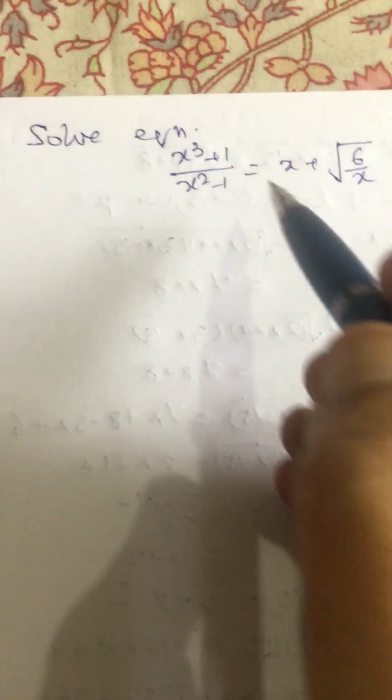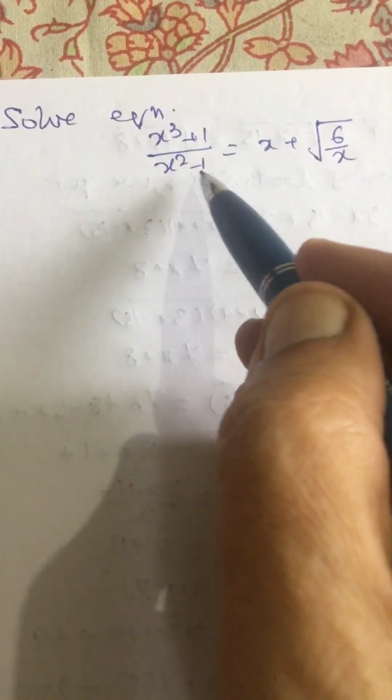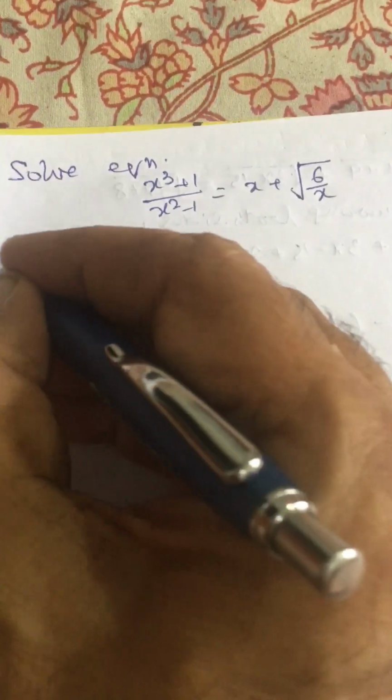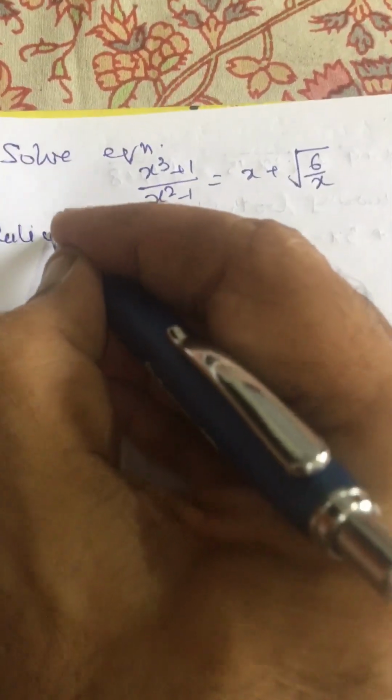In this video, we'll solve the equation (x cube plus 1) divided by (x square minus 1) equal to x plus square root 6 over x. So we can proceed as given below for solving this equation.